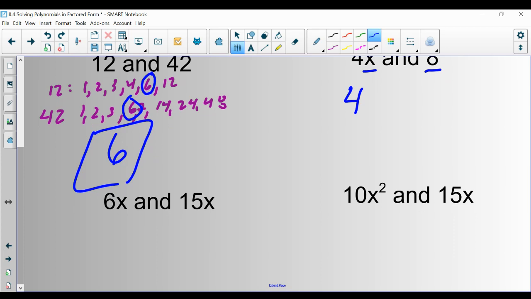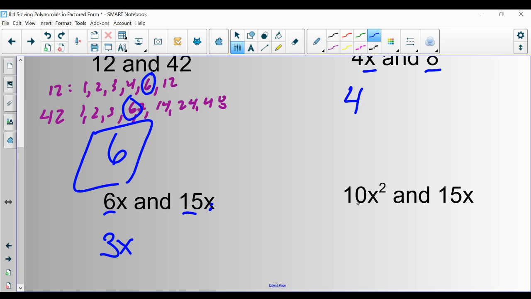Why don't you try to think about 6x and 15x? So first think about the coefficients, the numbers. What's the greatest common factor between 6 and 15? Hopefully you're landing on 3 as the greatest common factor between 6 and 15. This one has x as a factor, and so does 15x. So actually the greatest common factor of 6x and 15x is 3x.